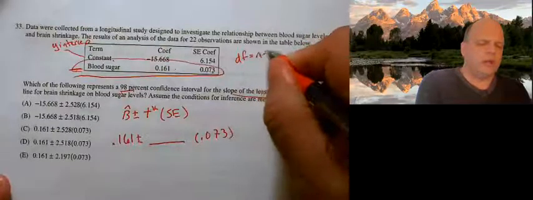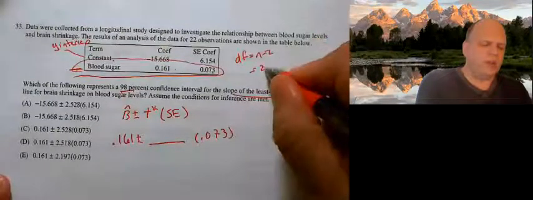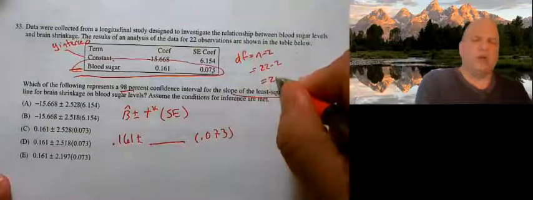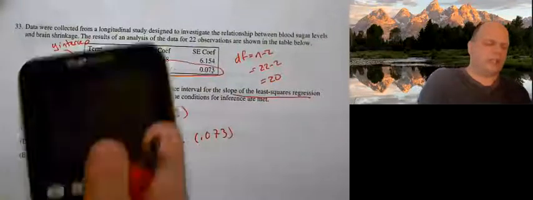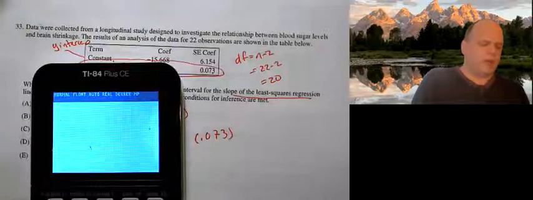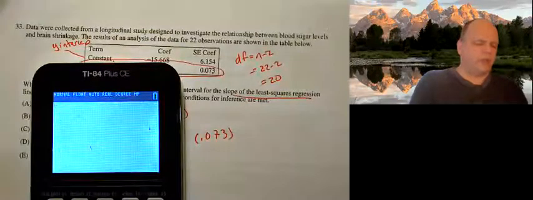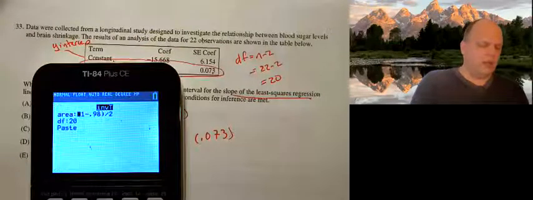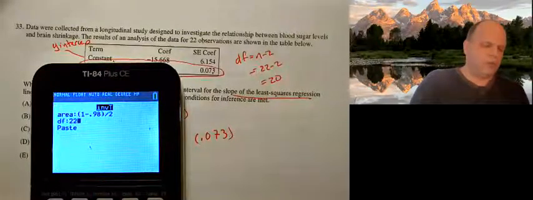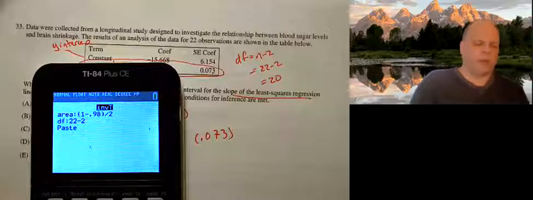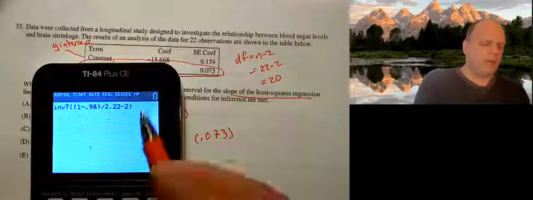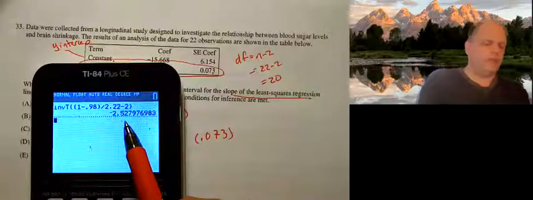Now, we need to be real careful with this. We're working with a regression, and so our degrees of freedom are n minus 2. So in this case, 22 minus 2, so our degrees of freedom are 20. So now we can go ahead and calculate our T star. And they wanted us to do a 98%. So second vars, inverse T, parenthesis 1 minus 0.98, close parenthesis, divided by 2. Degrees of freedom were 22 minus 2 or just 20, or if you wanted to type in 20 directly, that's fine. And we end up getting 2.527.